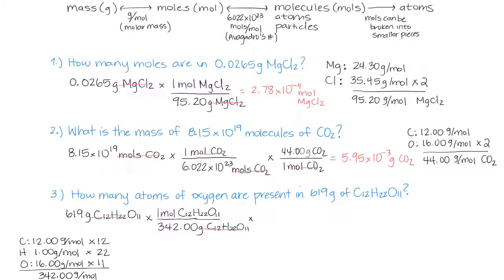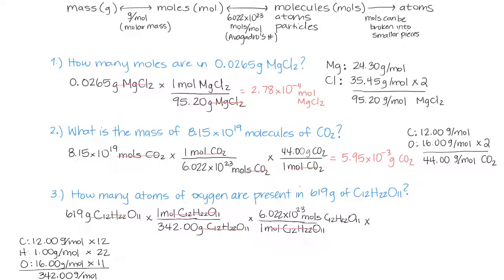Next, we will want to convert the moles into molecules using Avogadro's number. So 1 mole on the bottom. So the moles cancel. And Avogadro's number, 6.022 times 10 to the 23rd molecules of sugar in 1 mole of sugar. We cancel that out, and we have converted to molecules of C12H22O11.